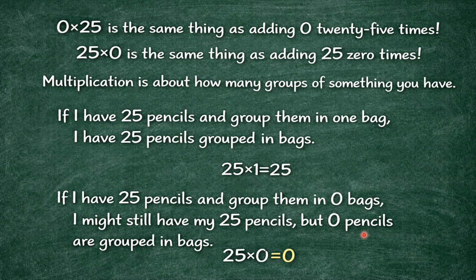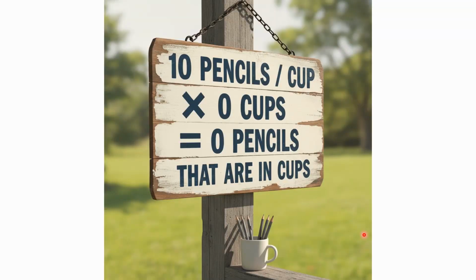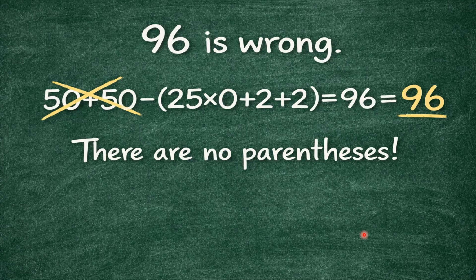Multiplication is about groupings. A lot of people are confusing multiplication with addition. And it's always been this way, regardless of what some people think. 10 pencils in a cup times 0 cups, 0 pencils are in a cup. Pretty simple stuff. But I'm telling you, a lot of adults are getting that wrong. They think it's 79 for the answer.